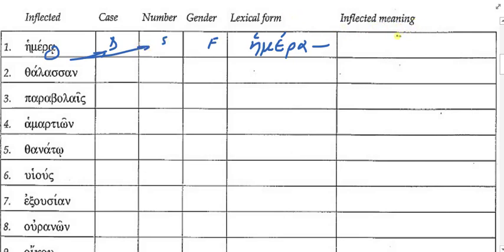Inflected meaning? Yes, that's right. So here, we'll just go with "in a day," just for fun, okay? And to keep it short and sweet. Fair enough? What declension pattern does this follow? It's first, because my stem vowel is alpha. Great. Other questions?